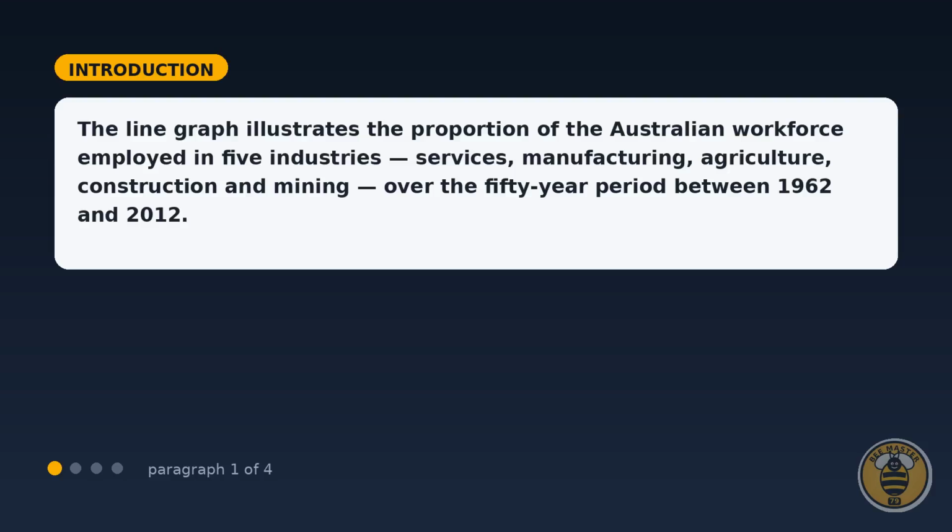Here is the introduction. The line graph illustrates the proportion of the Australian workforce employed in 5 industries: services, manufacturing, agriculture, construction and mining over the 50-year period between 1962 and 2012. Notice we paraphrase the prompt, we do not copy it.